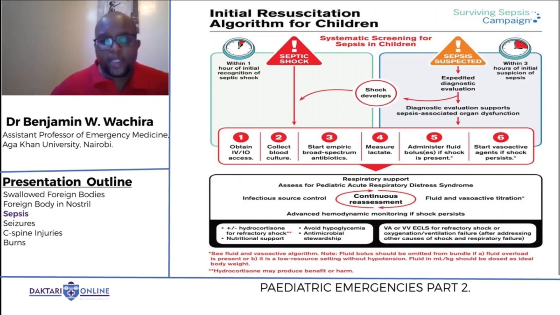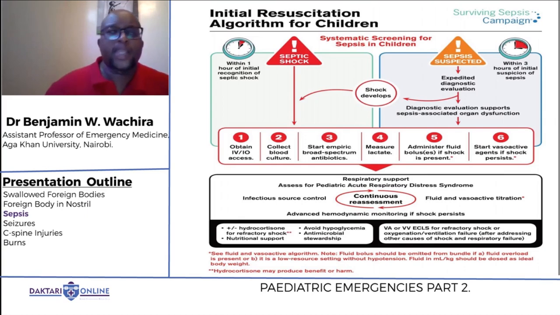The other main thing to do is fluid resuscitation. Especially in terms of fluids, if your child has abnormal perfusion, so they're cold and clammy, without hypotension, most of the time it's 10 mLs per kg of fluids. And again, Ringer's lactate is probably what I'll use in most situations.